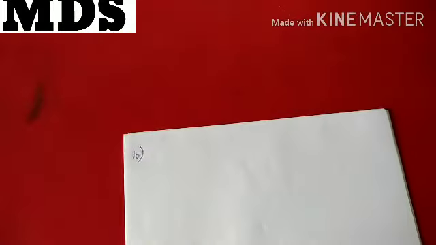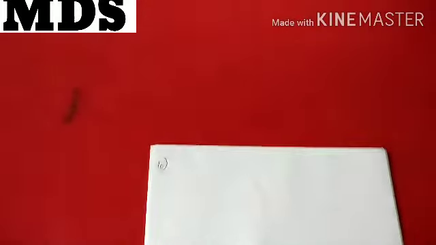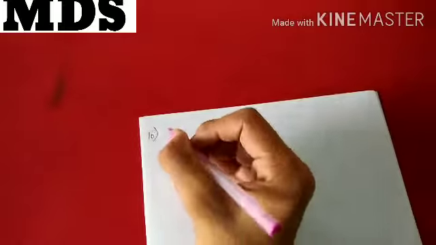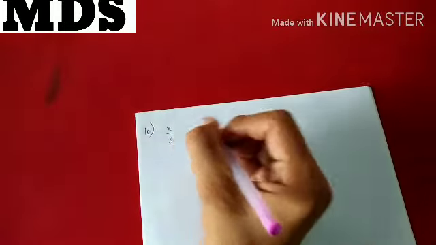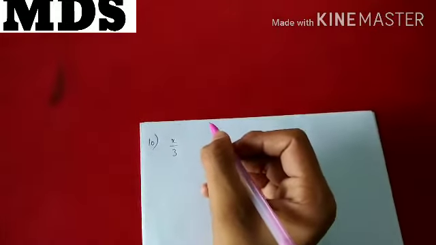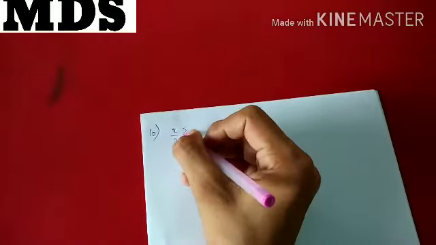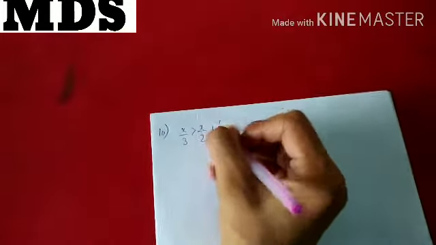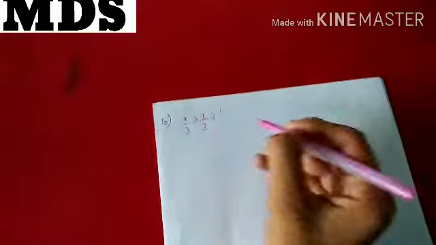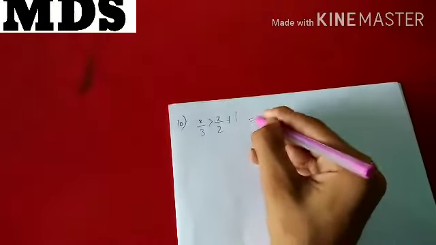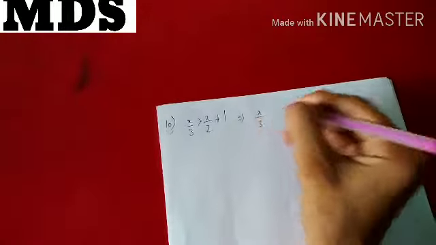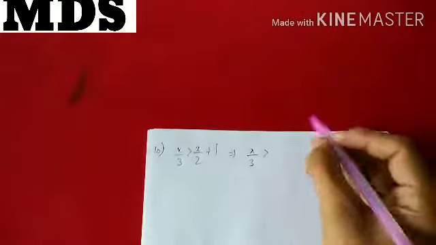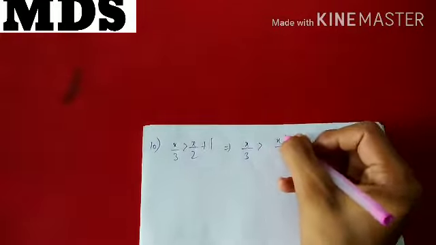Now 10th question is given to us as x by 3 greater than x by 2 plus 1. So first of all we will take LCM this side. So we will get x by 3 greater than, taking 2 as LCM, x plus 2 by 2.